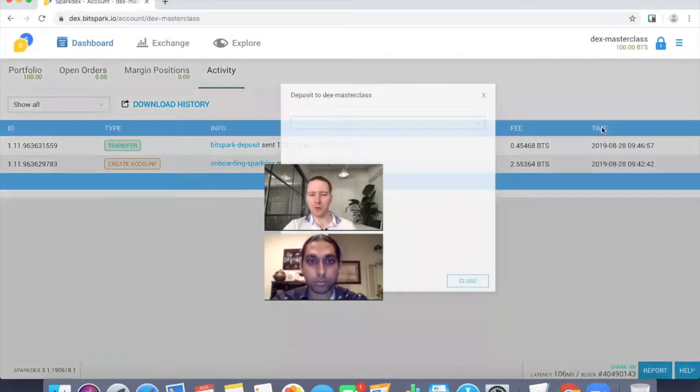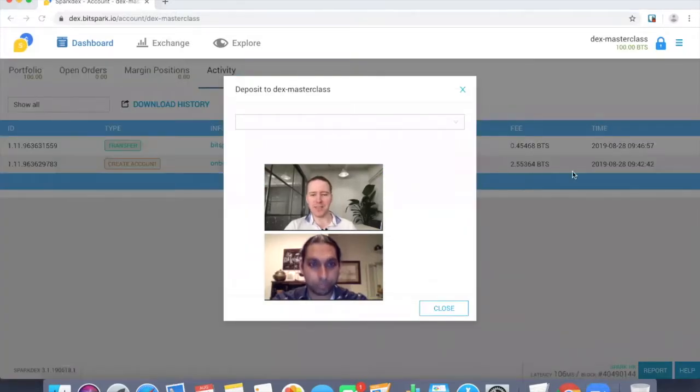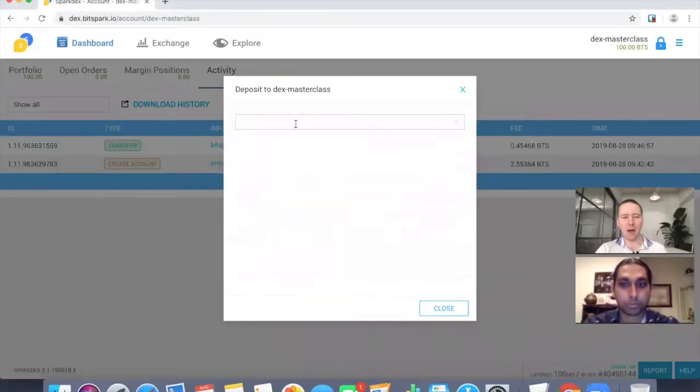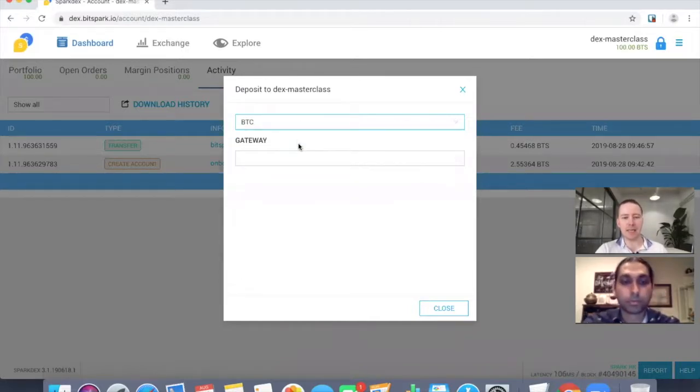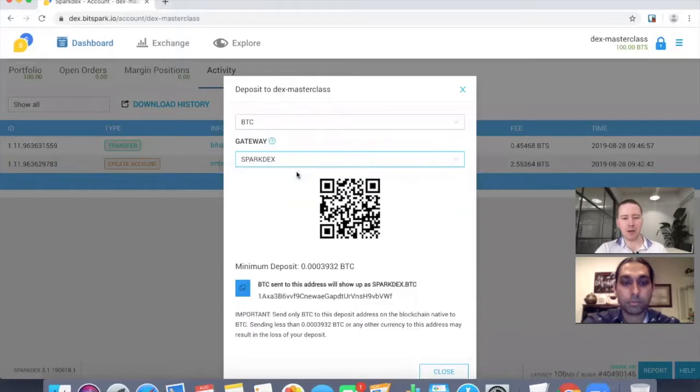If I want to deposit, I'll just move this out of the way again. I will give an option here. Let's say I want to deposit Bitcoin, BTC. The gateway is Sparkdex, and boom, I'm given a deposit address. So this is really how you connect these different blockchains together. You're currently on Sparkdex, engaging a lot with the BitShares and the stablecoins, but you might want to just trade Bitcoin.